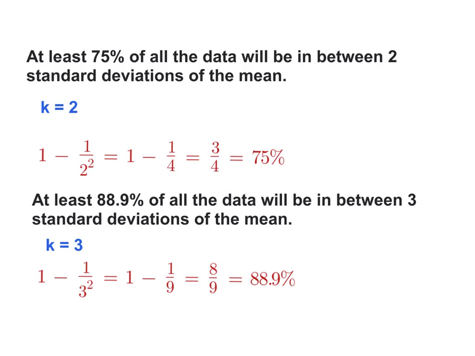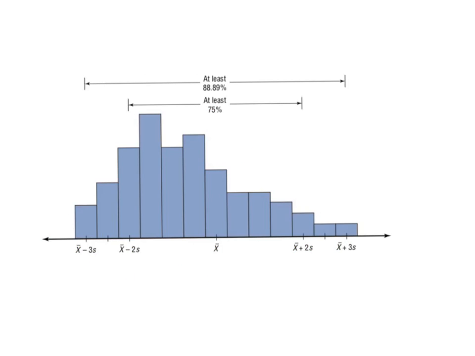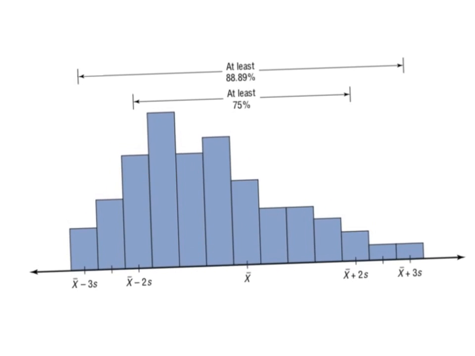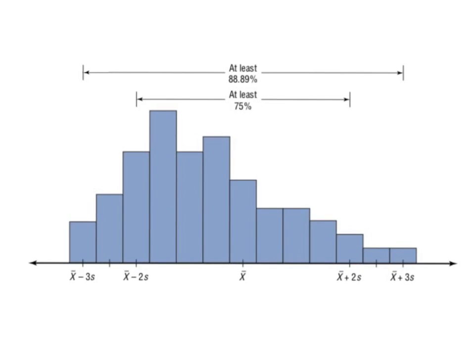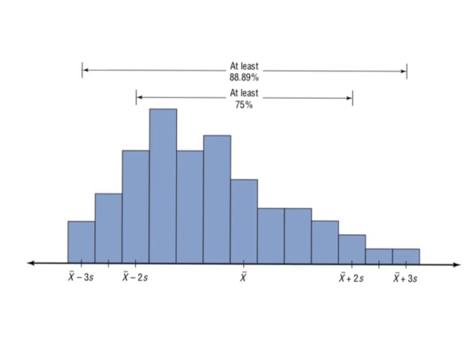The key thing here is Chebyshev's theorem applies to every data set, regardless of the shape. So I'm going to show you one here. Let's make it a little bit bigger. So here's what this means. Whatever our data is, this is just a random shape. It's not always going to look like this. This is just an example.